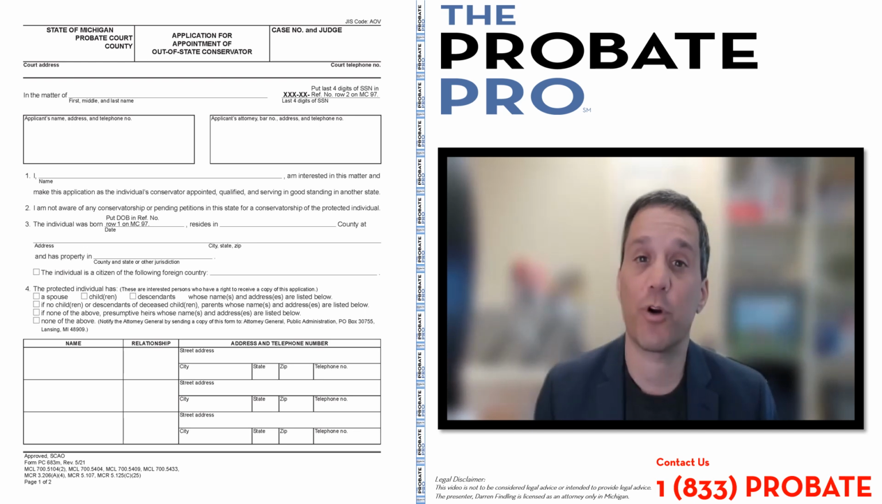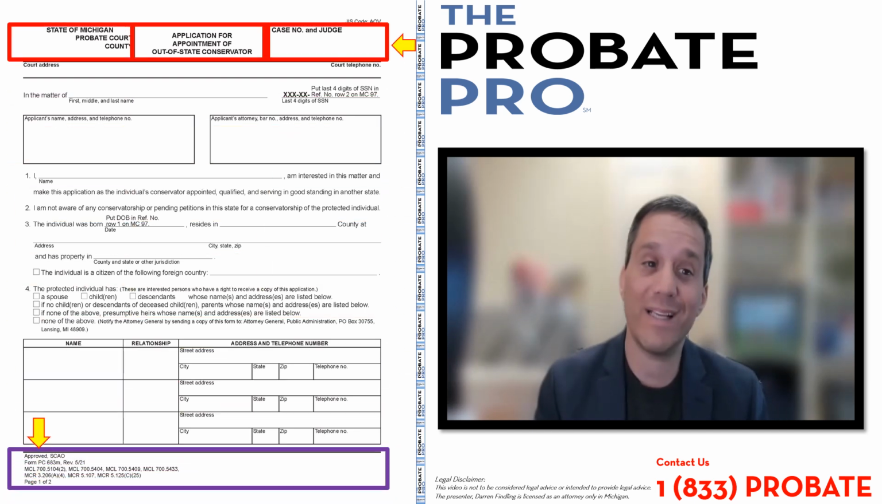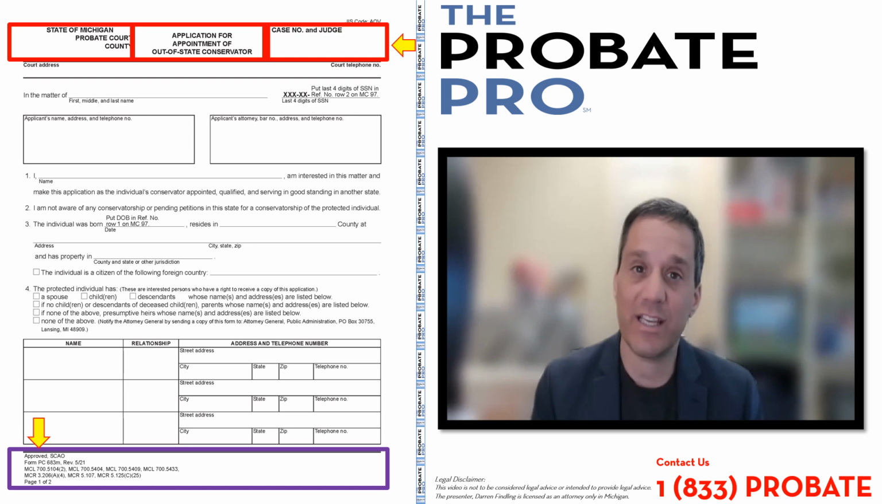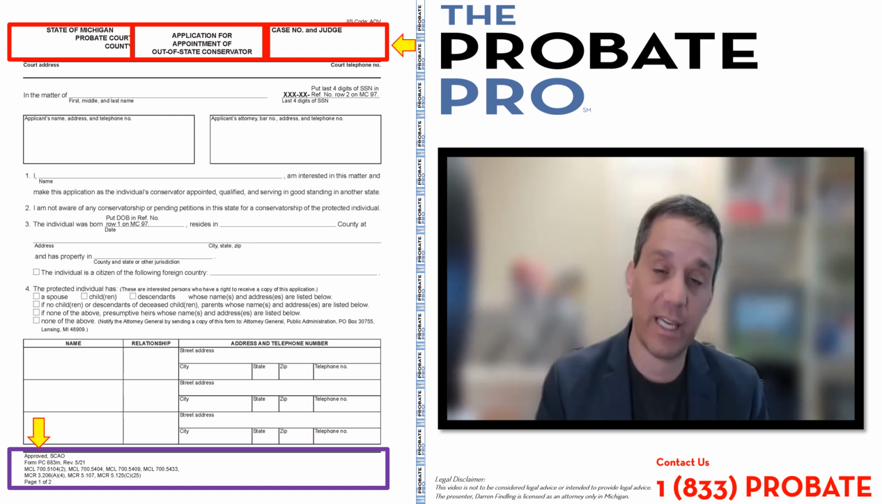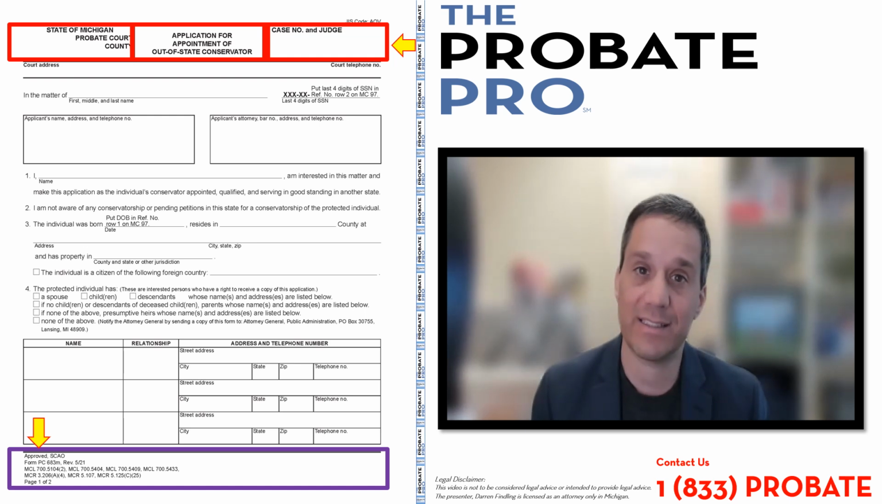The application for appointment of a conservator who is out of state. This is a unique form that's used within probate proceedings when there is an out-of-state conservator who is being sought or is seeking to become the conservator in the state of Michigan.